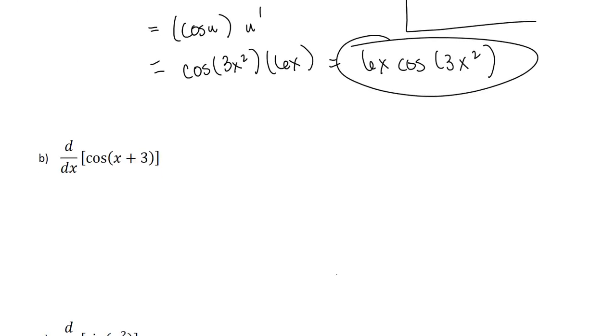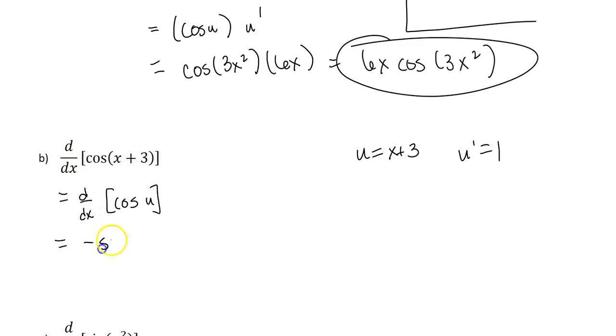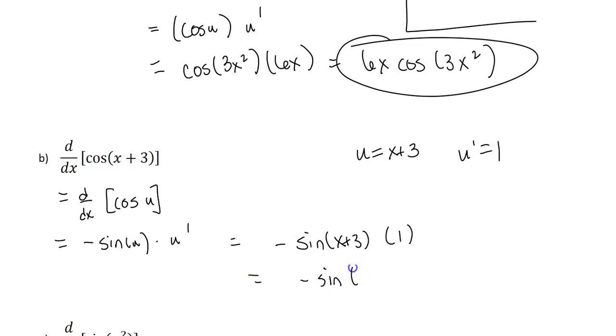For this example, we've got the cosine of x plus 3, so if we let u be equal to x plus 3, this is the derivative with respect to x of the cosine of u. So u prime here would be 1. So this would be the derivative of cosine, which is negative sine of u, and then that's going to be multiplied by u prime. So that's going to be negative sine of x plus 3 times 1, or just negative sine of x plus 3. So that is my answer there.